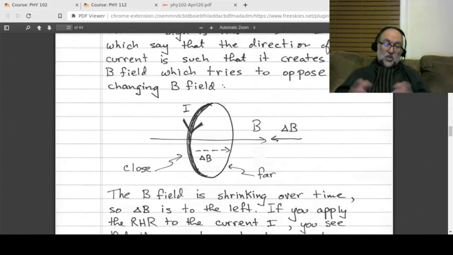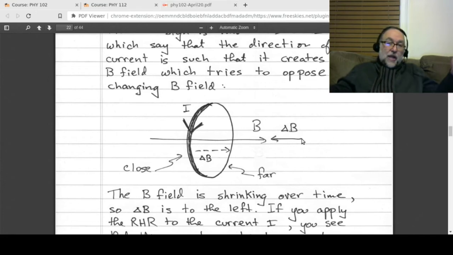Lenz's law just says that the direction in which the current is created in the loop, because there's going to be this change in flux, maybe because the magnetic field is changing. I'll show you different ways in which the flux can change in a second, but let's assume that the magnetic field is changing. The induced current in the wire is going to try to oppose the change in the magnetic field. So this is what I'm trying to show here with Lenz's law. Here we have a B field, and say the original B field was all the way out to the end there like that. But it's shrinking over time.